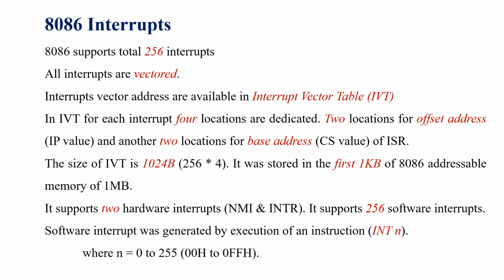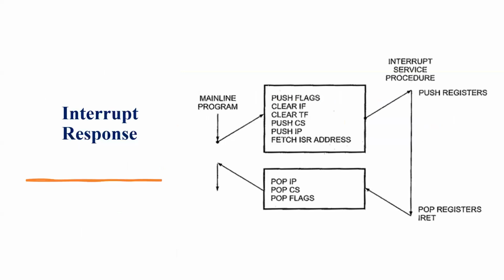The software interrupts in case of 8086 are generated by execution of a dedicated instruction called INT N, where the N value is from 0 to 255, or in hexadecimal 00H to 0FFH. So this is an interrupt response. So what exactly does our processor have to do? It wants to provide a service for the received request.